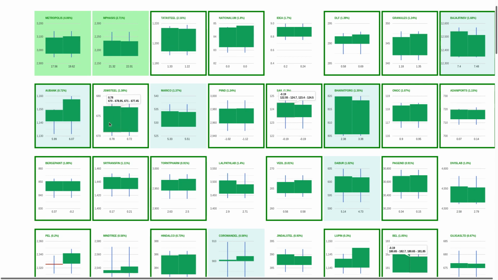JSW Steel, we took a very good trade in sale, and from 122.8 we were carrying since yesterday, and today it went towards 124.5-ish. I booked out at 124, so this was a good first 5 minute trade which was taken. This was a BTST. And other than that, ONGC is here, TV Slab, Torrent Pharma.